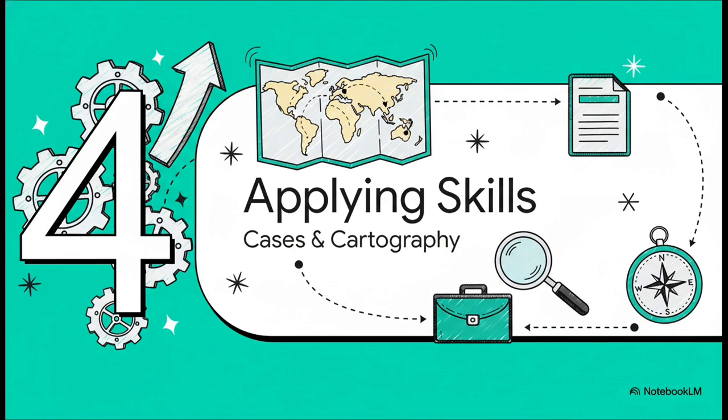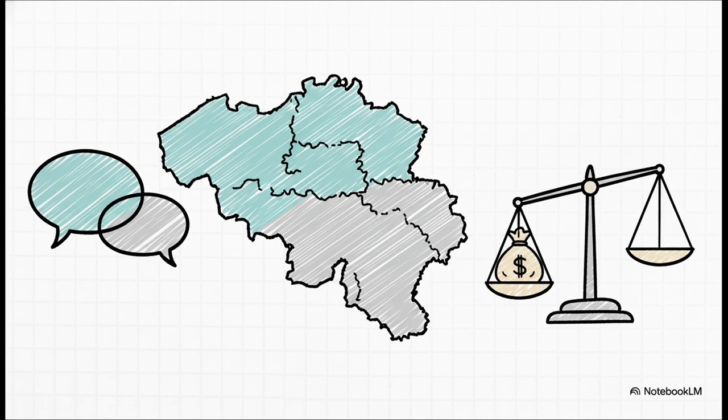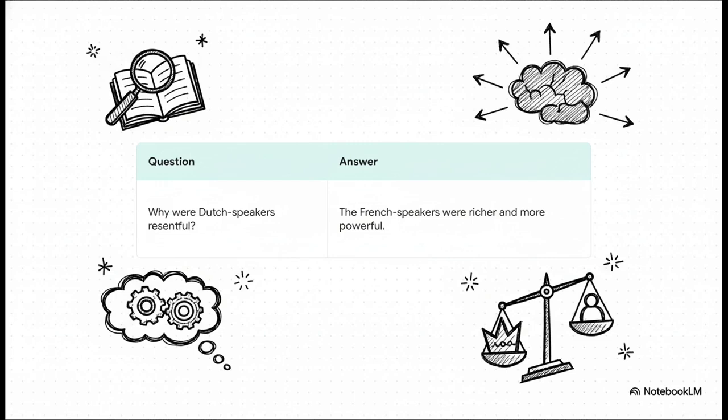It's not just about what you know anymore. It's about what you can actually do with what you know. So take a look at this case study on Belgium. The exam gives you a short text with all the context you need. The 2 main languages, the regions they live in, and this historical power imbalance where the French-speaking minority was often wealthier. And here's the brilliant part.